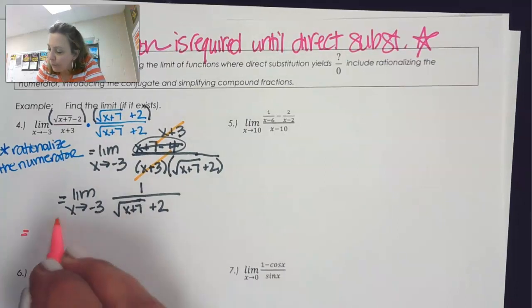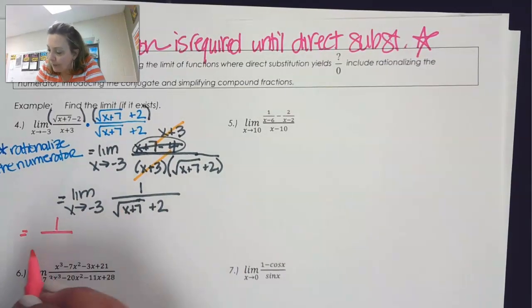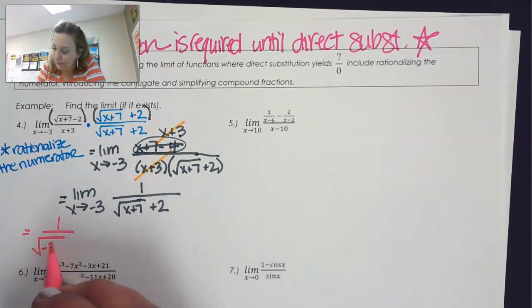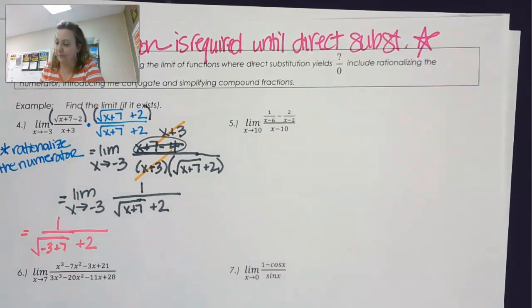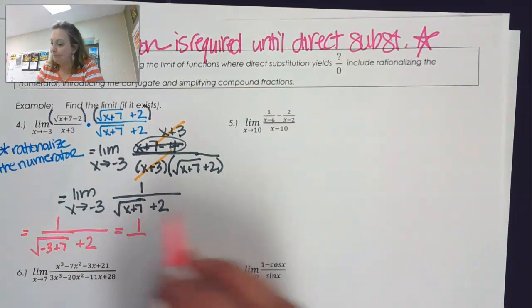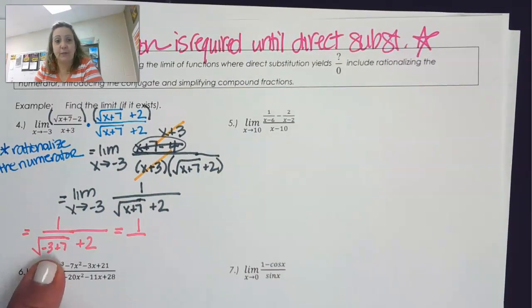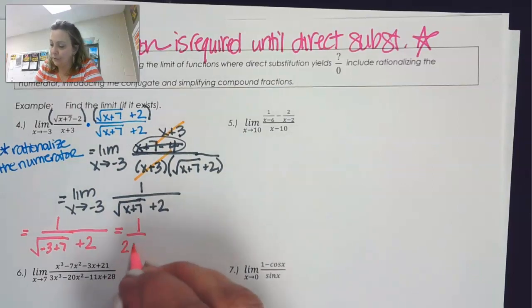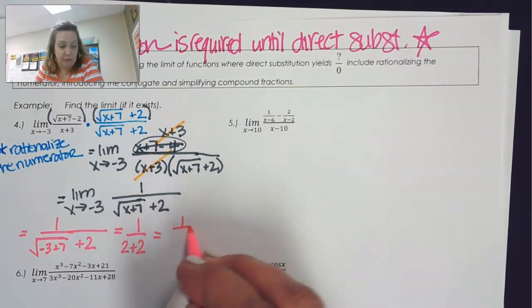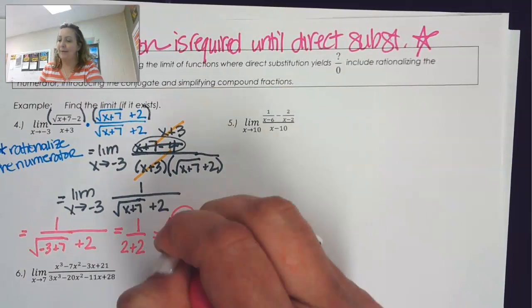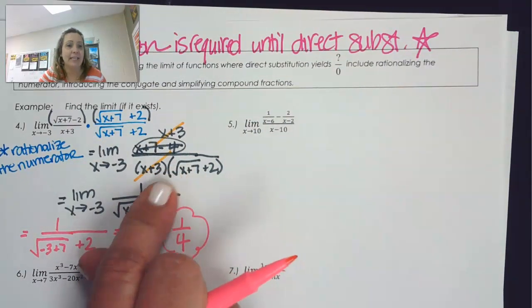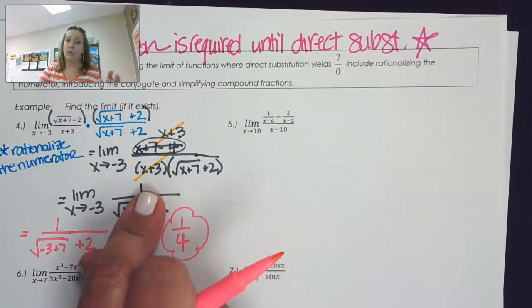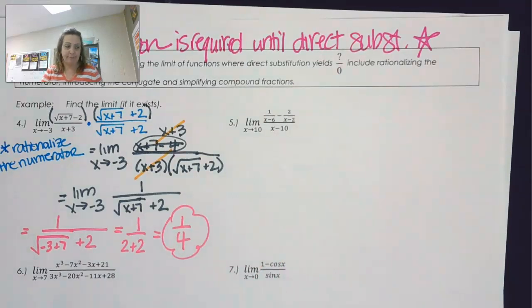So we're going to take 1 over, and then I'm going to put in here the -3 plus 7, the square root of -3 plus 7, plus 2. And then we can go from there. So -3 plus 7 is 4. The square root of 4 is 2. 2 plus 2 is 4. So that means that my limit is going to be 1/4. Okay. So notice that as I did all of the algebraic simplifications, I have to keep that limit idea in. But then once I use direct substitution, I can drop it.